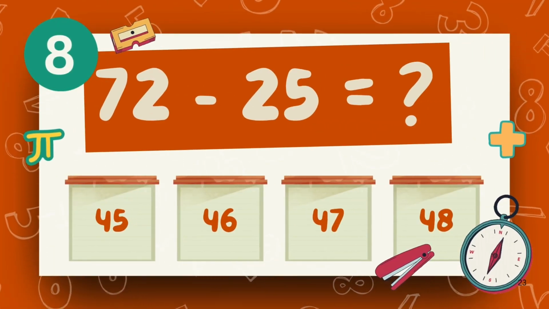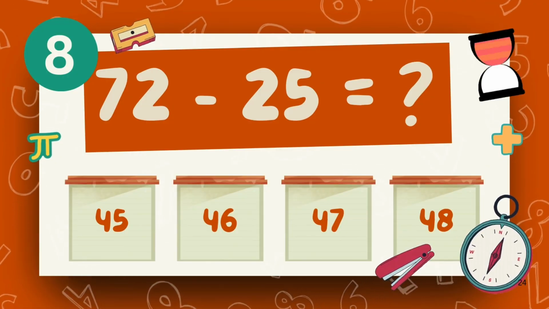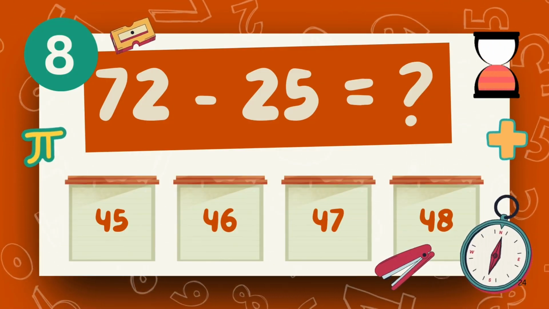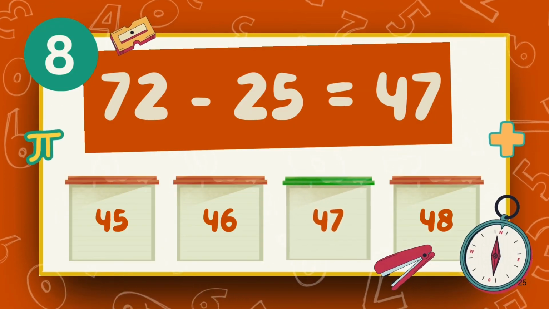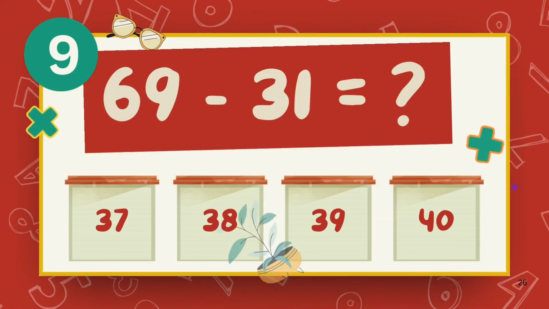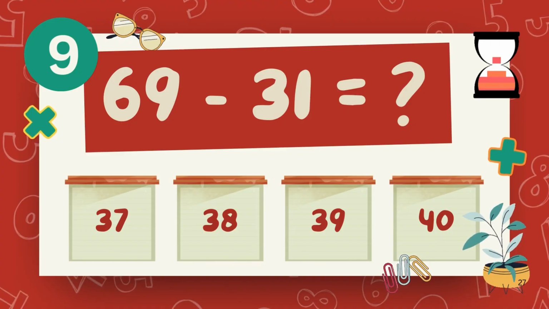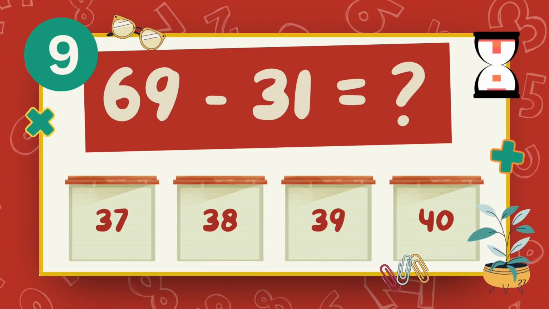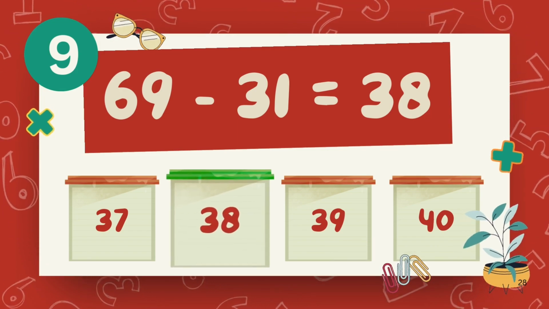What is 72 minus 25? The answer is 47. What is 69 minus 31? The answer is 38.